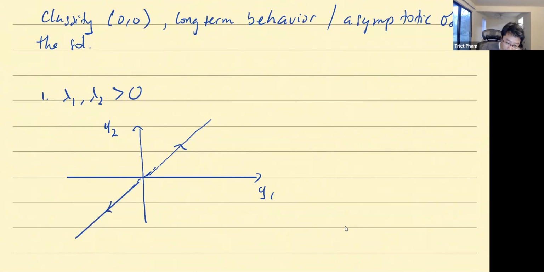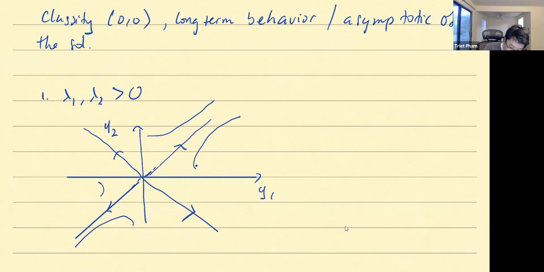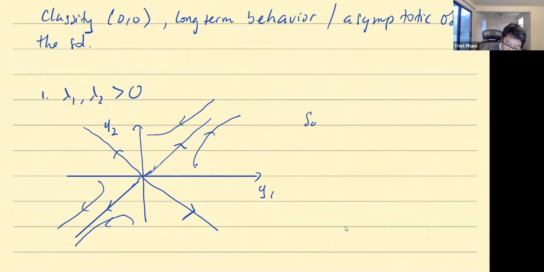If you have the other case, it's the same thing. So it's easy to see that if you start anywhere else, because of the influence of the combination of these two, you will diverge, you will go away. So that's why this is called a source.